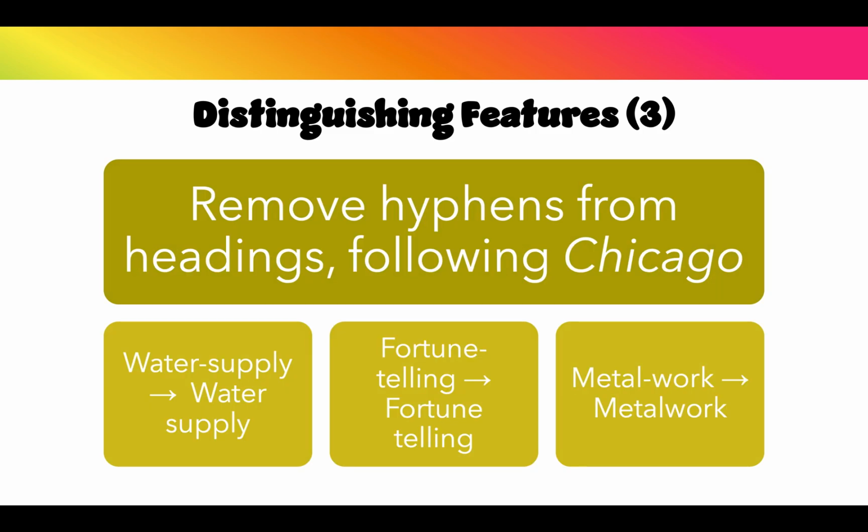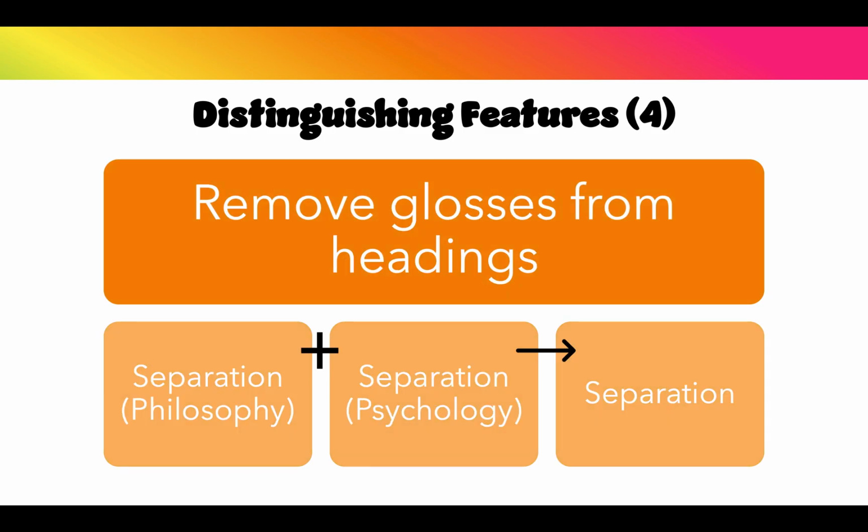Thirdly, we remove hyphens from headings, and this usually follows Chicago Manual of Style. Water-supply becomes water supply, 2 words. Also, metal-work becomes 1 word, metalwork. Next, we remove glosses from headings. Denoting whether separation is philosophical or psychological is unnecessary for children. Having these glosses could create more confusion than necessary, so it's best just to combine topics. So separation philosophy and separation psychology would just fall under one heading, separation.